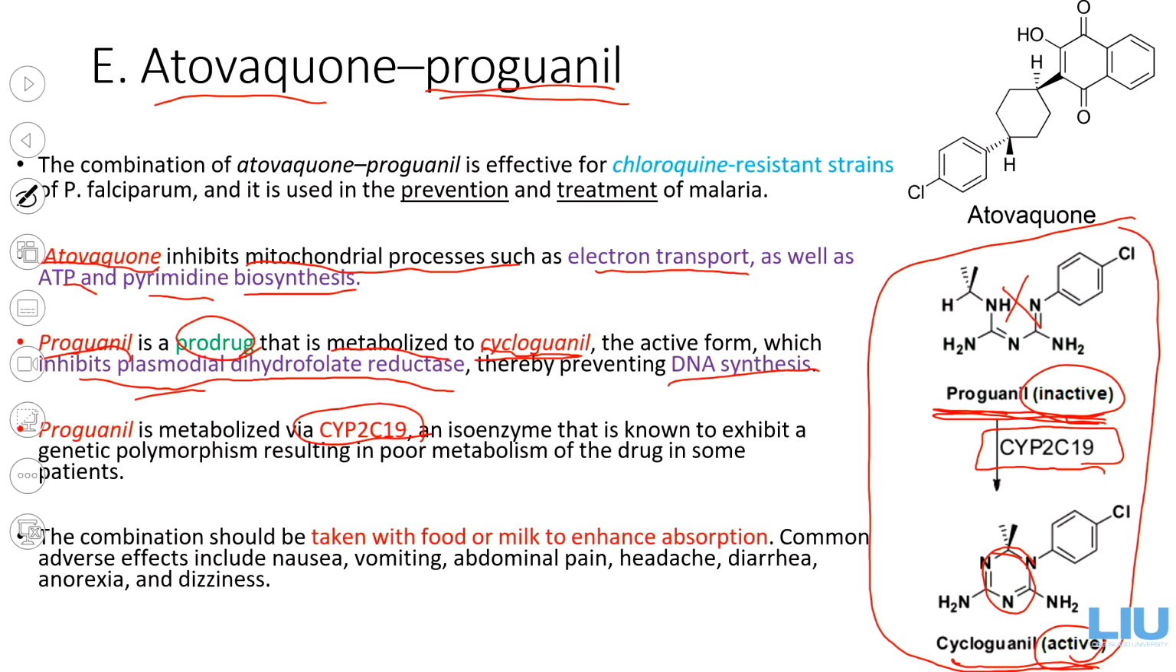Preferably, if possible, we could perform DNA genetic tests to find if this person has this enzyme or not, because if they don't, the drug will not be activated. And then finally, the combination of these two drugs should be taken with food or milk to enhance the absorption. Common adverse effects include nausea, vomiting, abdominal pain, headache, diarrhea, anorexia, and dizziness.